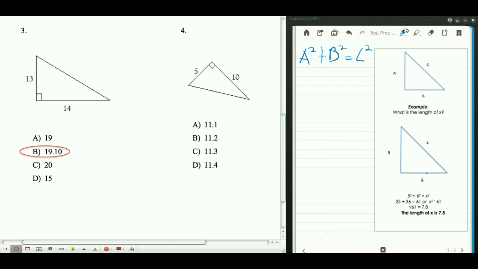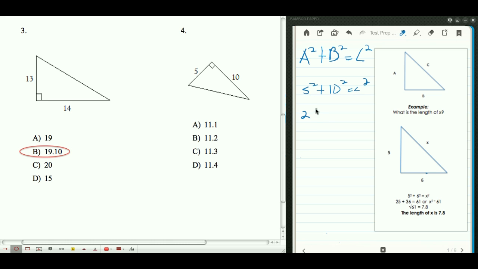Let's look at number 4. So even though it's kind of upside down and kind of lopsided, we're still trying to find part C, which is the longest part of that triangle. So as you can tell, it doesn't matter which one you assign A and B because you're just going to add them together anyway. But for the sake of doing the problem the same way every time, let's say 5 is A and 10 is B. So that's going to be 5 squared plus 10 squared is equal to C squared.